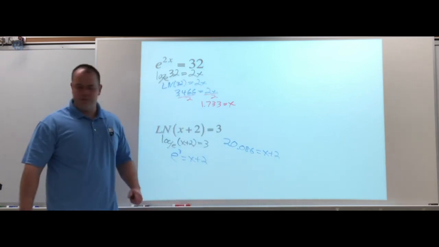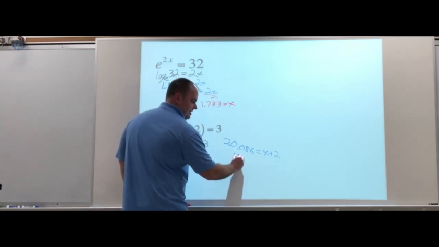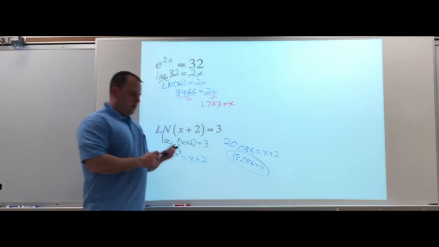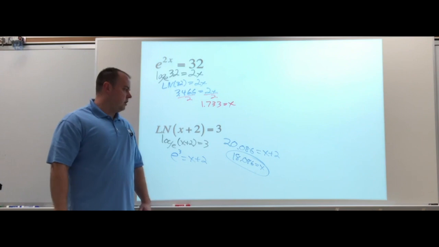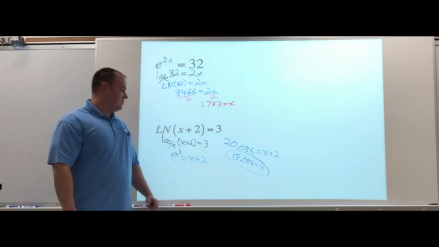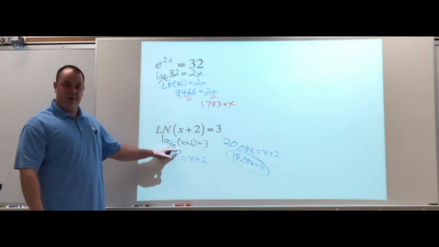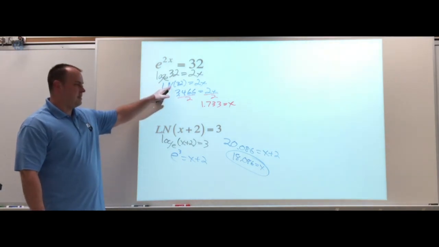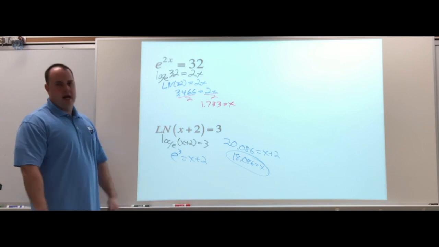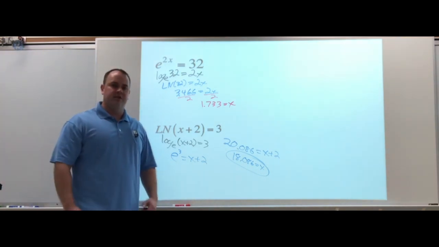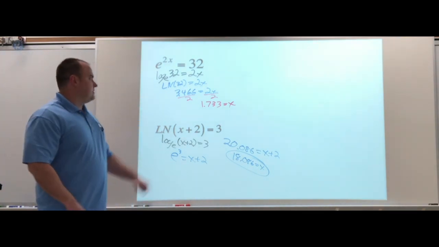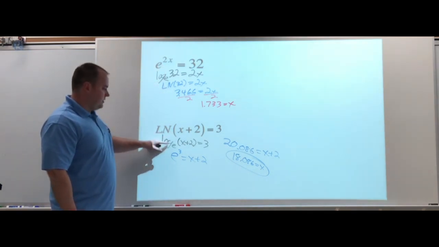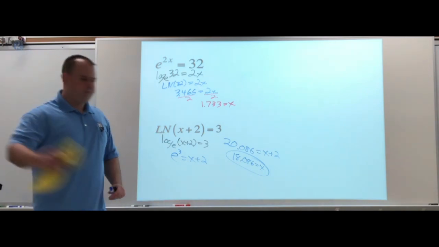Now just subtract your 2 from both sides. 18.086 equals x. Okay? I'm checking my answers; I haven't written on the paper. They're not going to be nice looking answers. I don't expect you to be able to do e to the third power in your head. You have a calculator. I don't expect you to do natural log of 32 in your head. Use your calculator. Those functions are on there for a reason. Okay? Same concept. Exponent, write it as a log. This was a log, write it as an exponent.